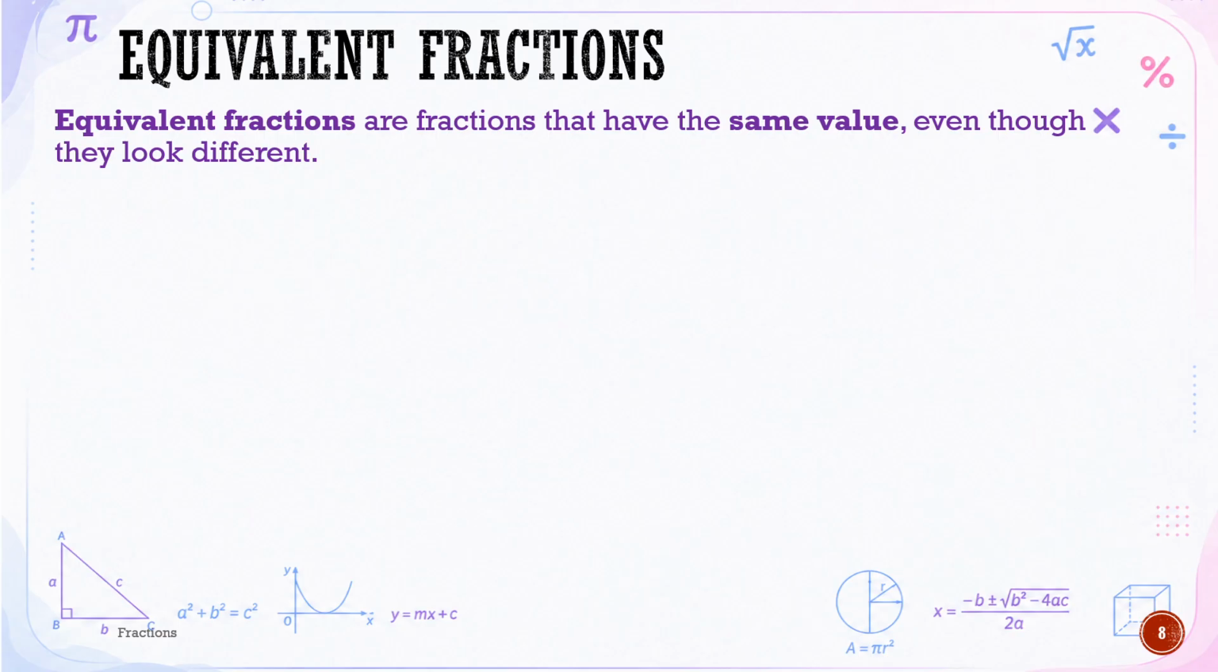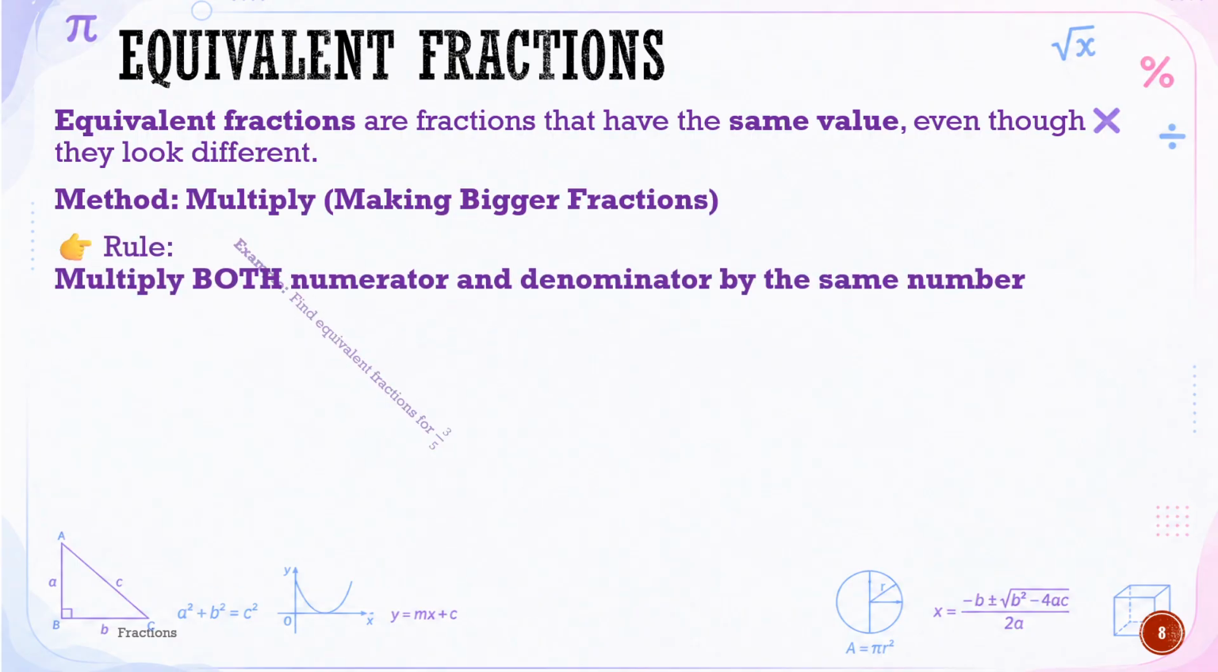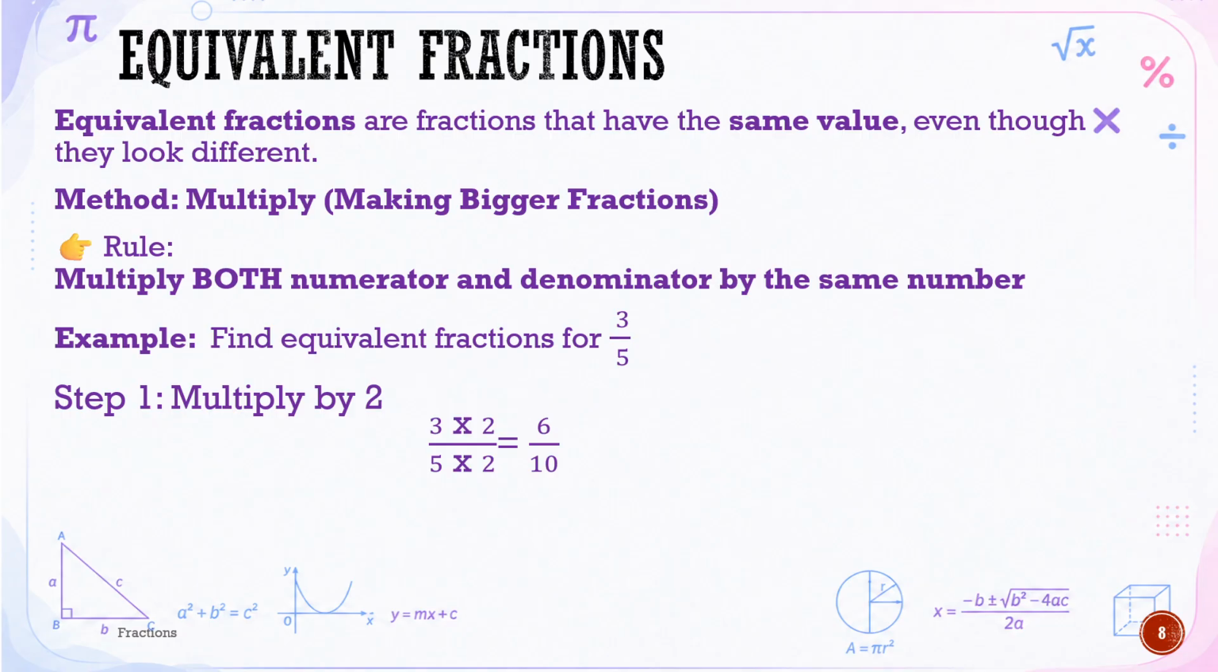Now, equivalent fractions are fractions that have the same value even though they might look different. What does this mean? Assume that you have a fraction 3 by 5, and you need to identify some more equivalent fractions for this. The method that we would use is multiplying, or making bigger fractions.